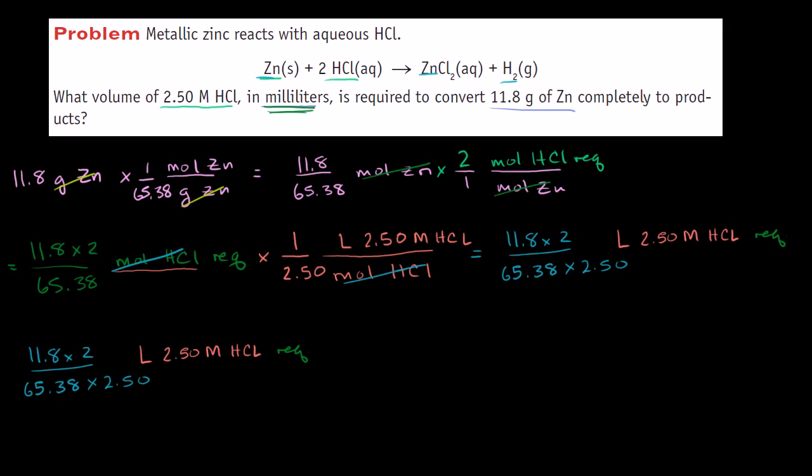And to convert this to milliliters, we've done this drill before. We want the liters to cancel out. I'll just do it like this. We want the liters to cancel out, and we want our answer in milliliters. And how many milliliters are there per liter? Well, there are 1,000 milliliters per 1 liter.